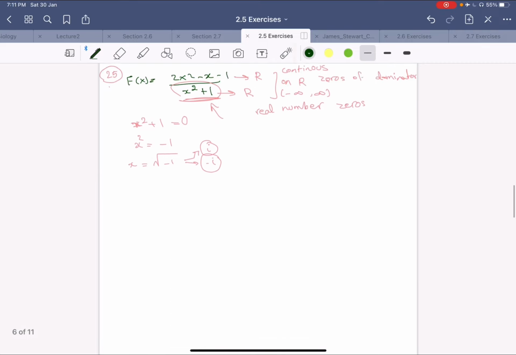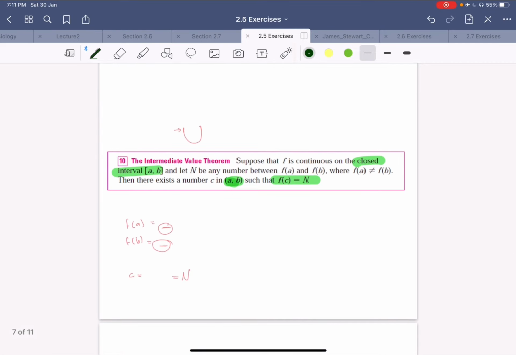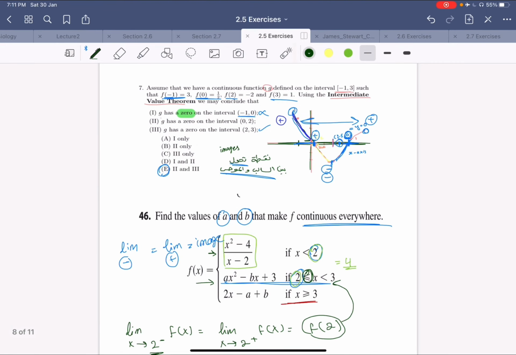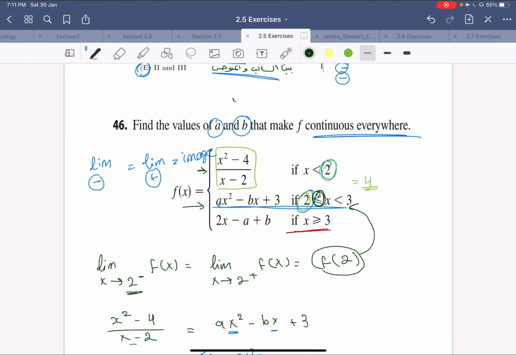And theorem number 10, which is the intermediate value theorem: the image of a doesn't equal the image of b. We have a number c between a and b that has the image N. And here is how we find the zeros: the difference between positive and negative.